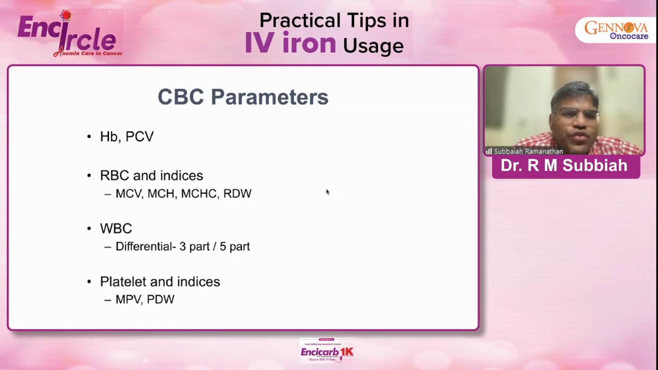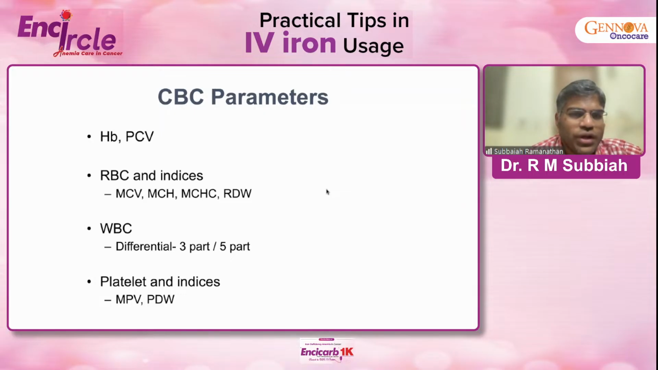Red cell indices will give you a clue towards why there is anemia. MCV will give you some differentials. Microcytic cells have some causes, macrocytic have some causes, and normocytic have some causes. MCH is for the content of hemoglobin within a single red cell.